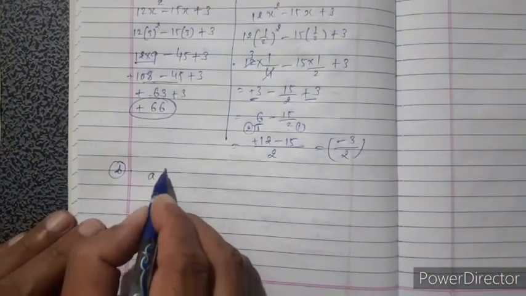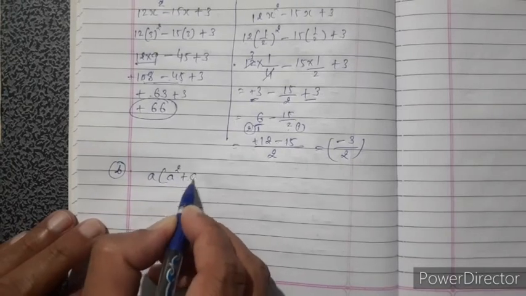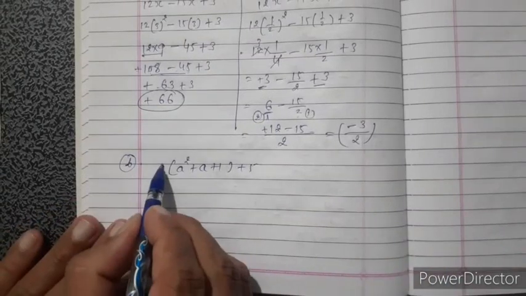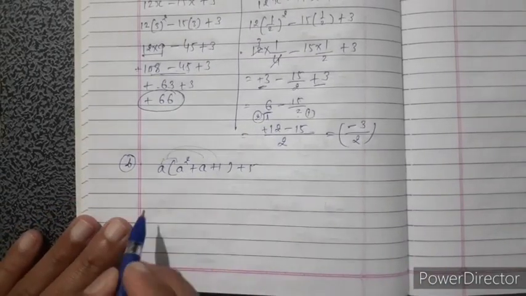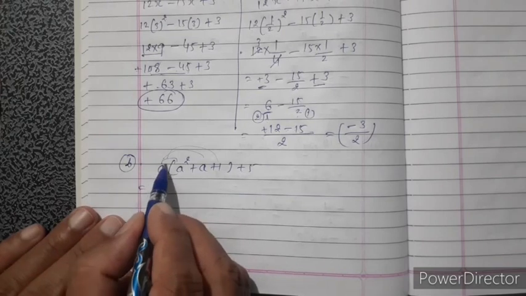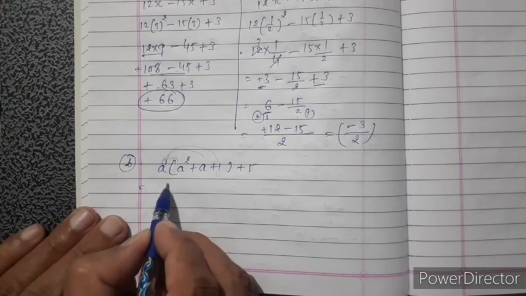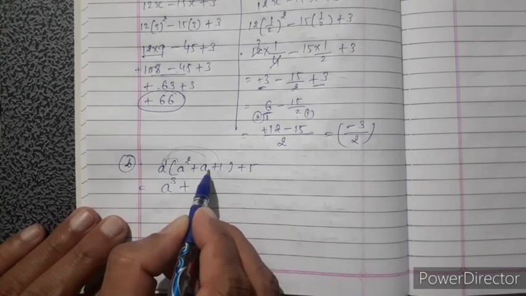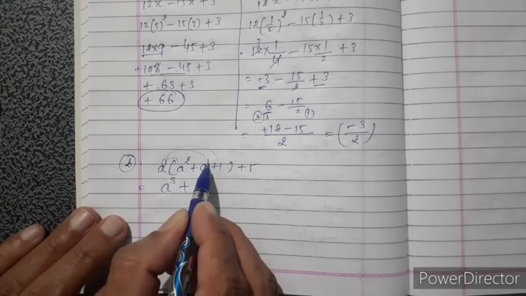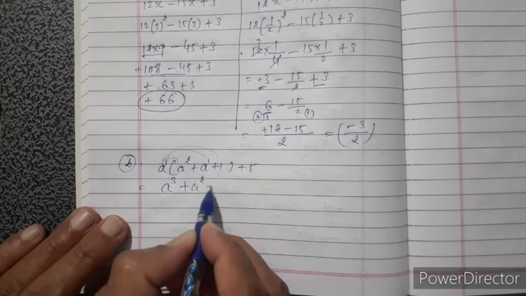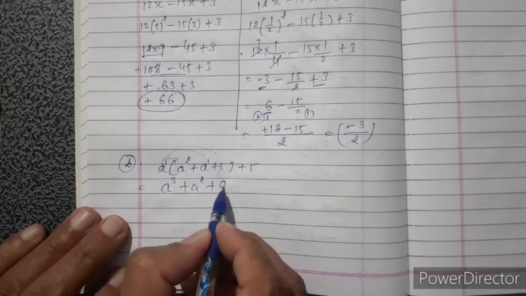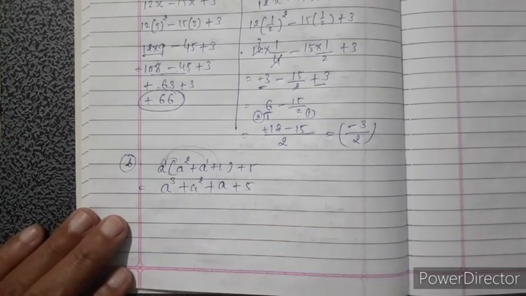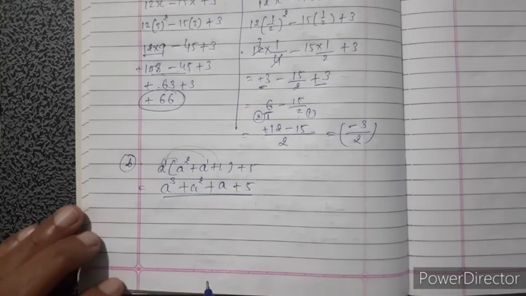That is a into bracket a square plus a plus 1 plus 5. A is the coefficient, so multiply all terms with a. Here we directly multiply them. A raised to 1 into a raised to 2 means a raised to 3, plus a raised to 1 into a raised to 1 is a raised to 2, plus a into 1 is a, plus 5. That is our expression.